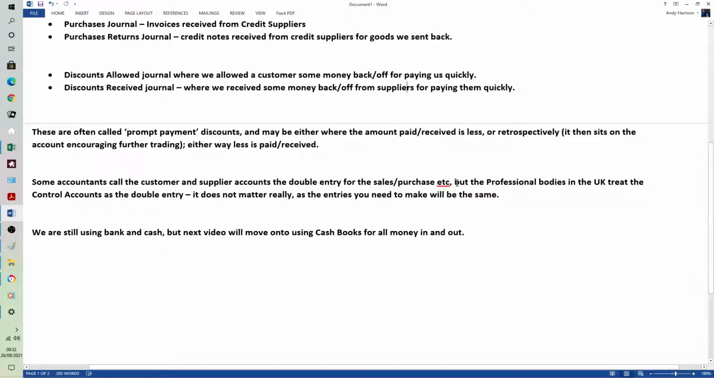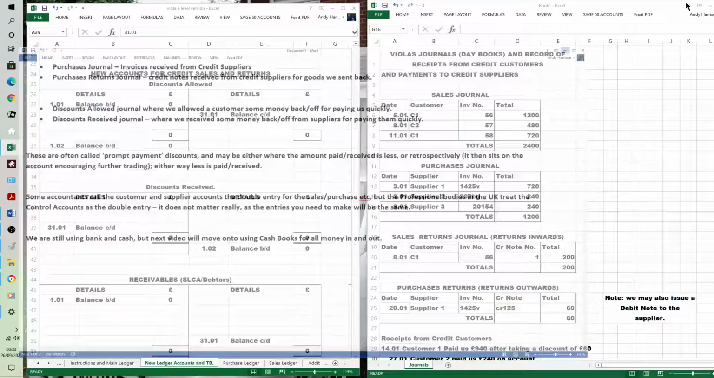Some accountants call the customer and supplier accounts part of the double entry system. Professional bodies at the moment treat the control accounts as a double entry, so the double entry is all in the main ledger, not the sales or purchases ledger. But it doesn't really matter, it's exactly the same entries, exactly the same way round. Sticking to bank and cash accounts, now we'll move on to cash books later in the year.